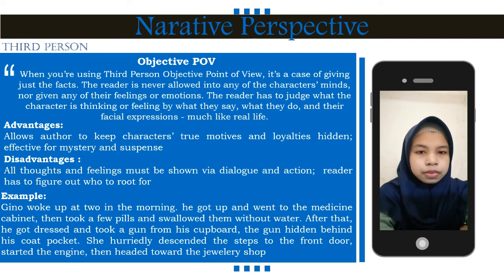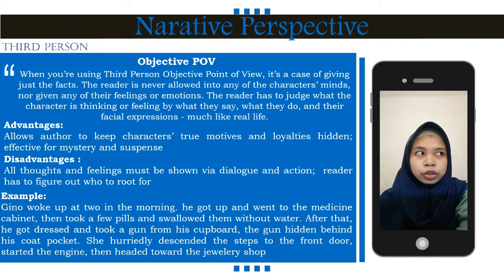And the example. Dino woke up at 2 in the morning. He got up and went to the medicine cabinet, then took a few pills and swallowed them without water. After that, he got dressed and took a gun from his cupboard, the gun hidden behind his coat pocket. He hurriedly descended the steps to the front door, started the engine, then headed toward the jewelry shop. In this example, we never know what Dino will do, but we can guess from the chronology. Maybe he wants to rob the jewelry shop.